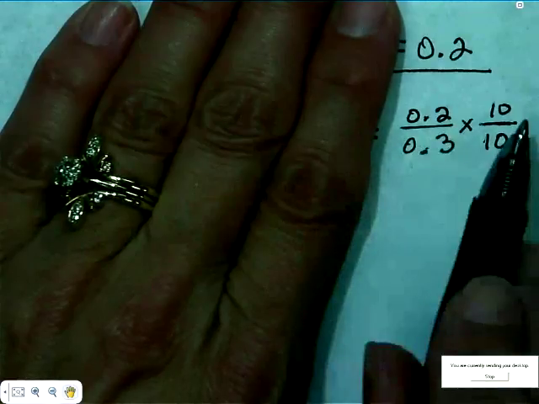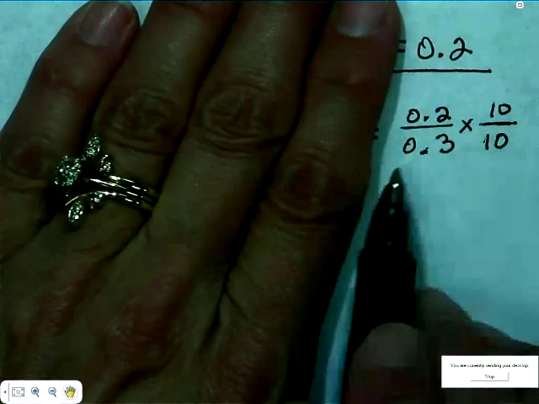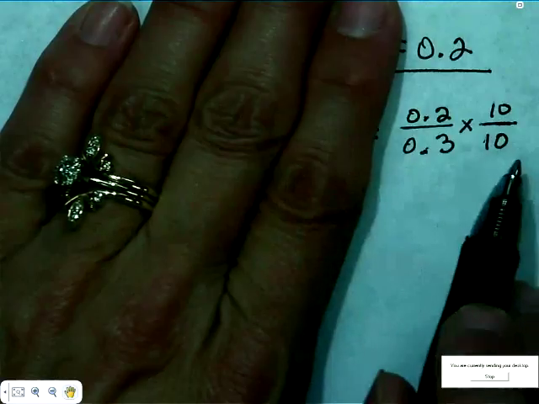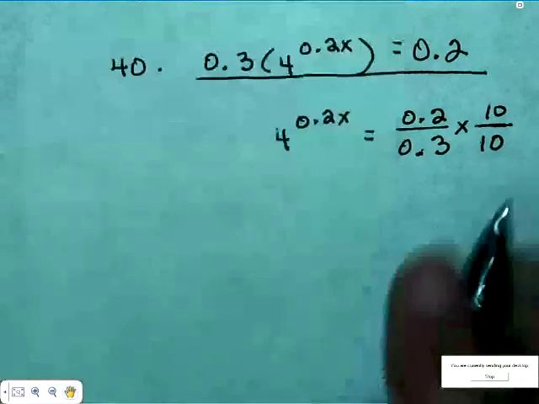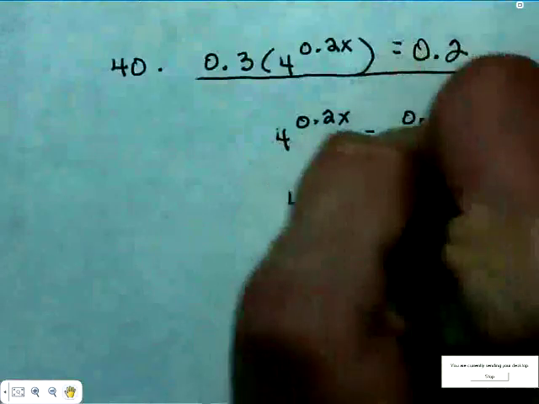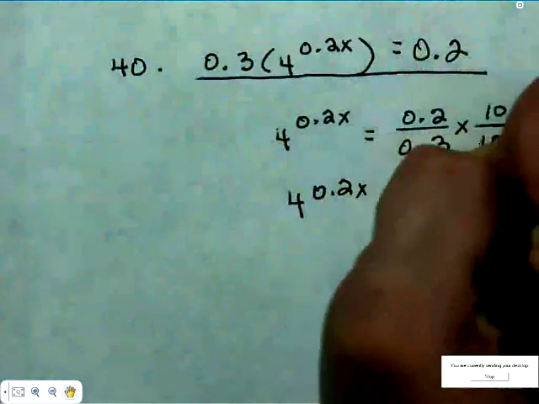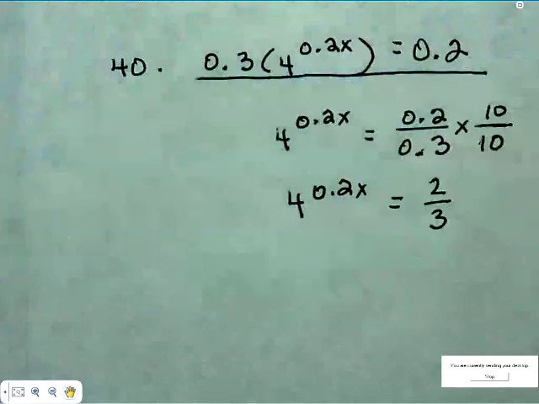0.2 times 10 is just 2. 0.3 times 10 is just 3. And I like the looks of this better. So it has nothing to do with exponential and logarithmic equations. It was just, how do you clear decimals out of a fraction?